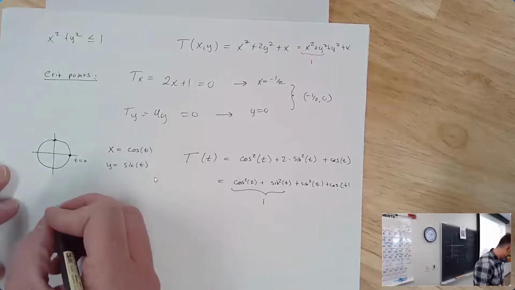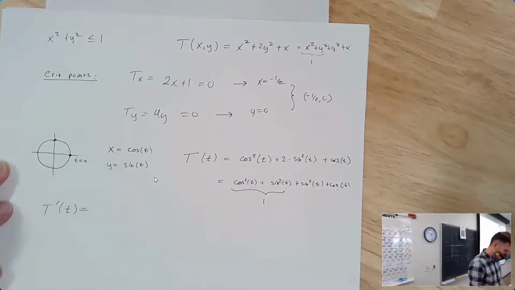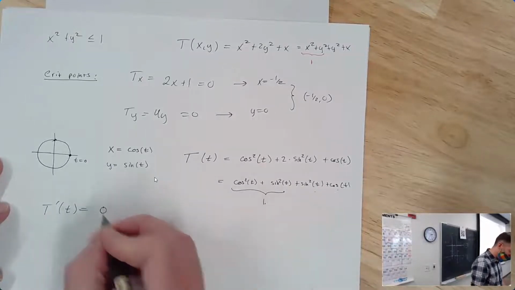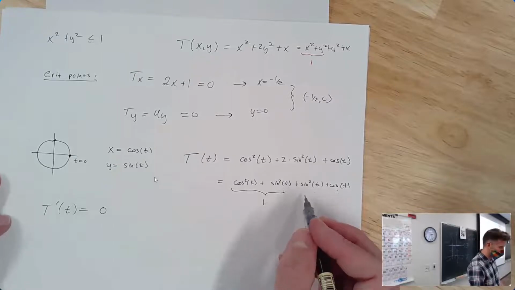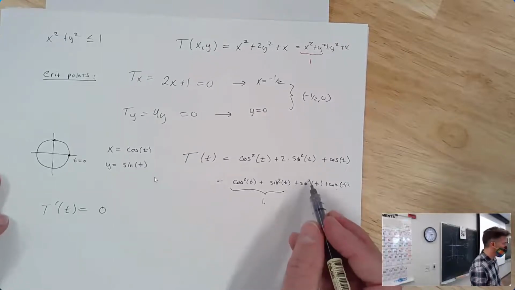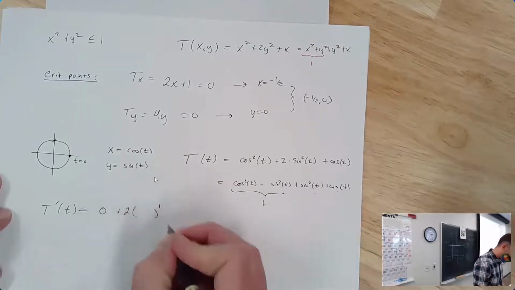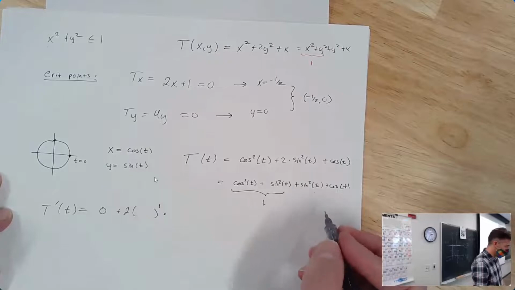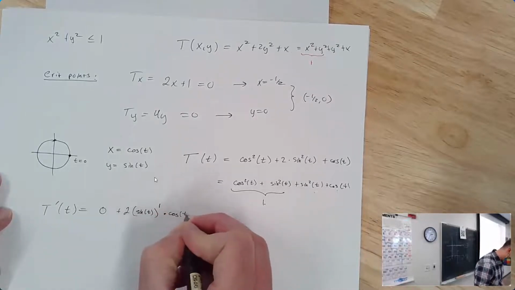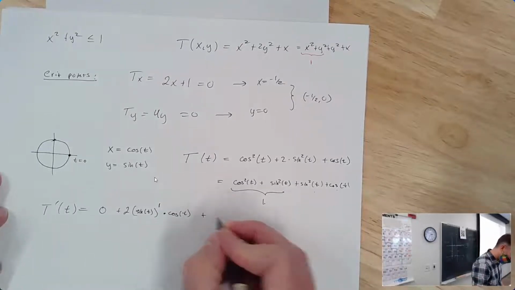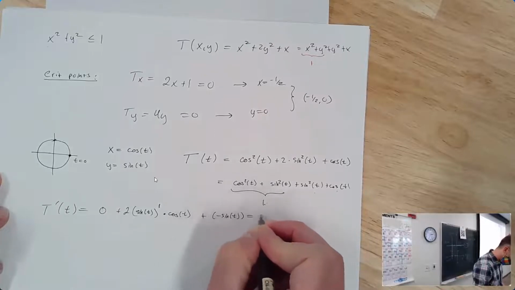So now we're going to find the derivative. The derivative of 1 is 0. What's the derivative of sine squared? Well, it's not cosine squared, because really this is some stuff squared, and the derivative of some stuff squared is 2 times my stuff to the first times the derivative of the stuff. So it's 2 times sine times cosine. And then the derivative of cosine of t is negative sine of t. And that has to equal 0.